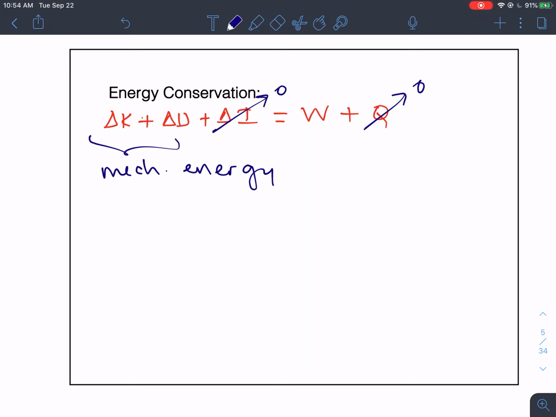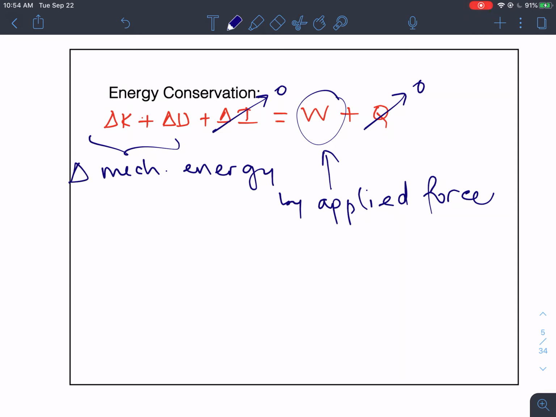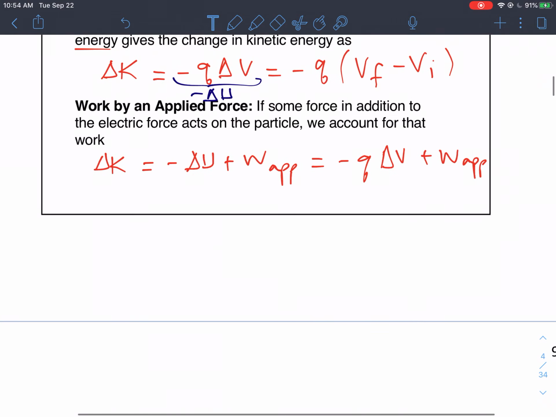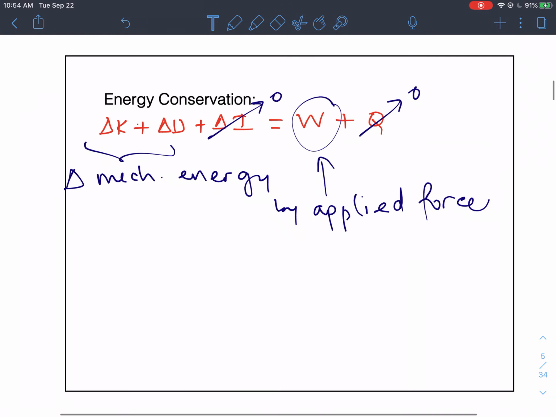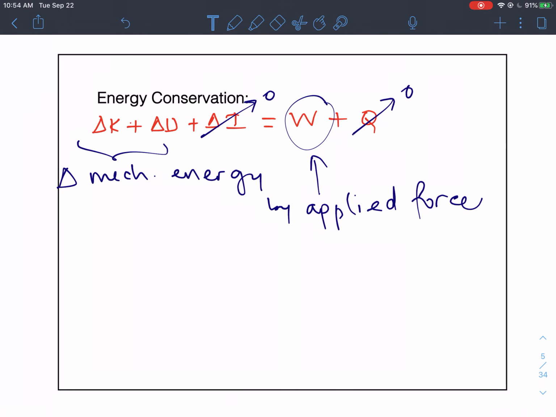So the book is basically telling you that if there is work done by an applied force, then the change in mechanical energy is going to be equal to the work done by the applied force. Okay, that's the last one we got up here. This is the last equation. And if there is no applied force, then delta K is going to be equal to negative delta U.